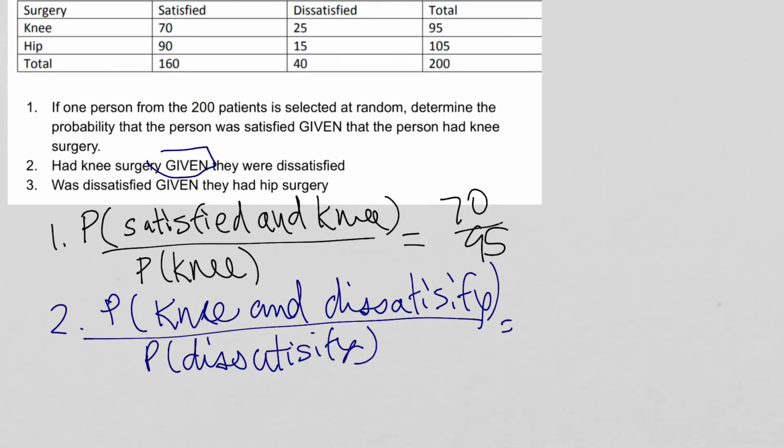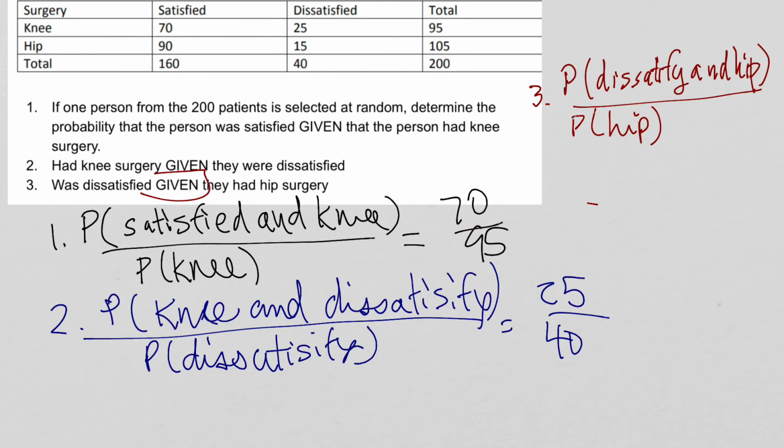Okay, for number 2, you're doing conditional again because of the word given. Probability of knee and dissatisfied, all divided by those that are dissatisfied. So knee and dissatisfied, there were 25. And then those that are total dissatisfied was out of the 40 people.